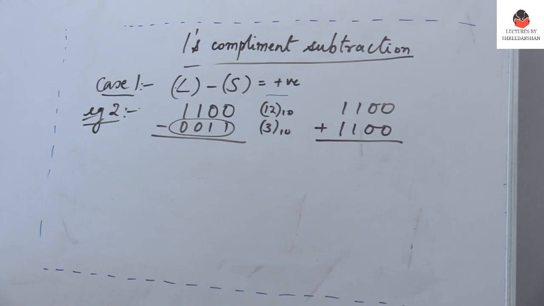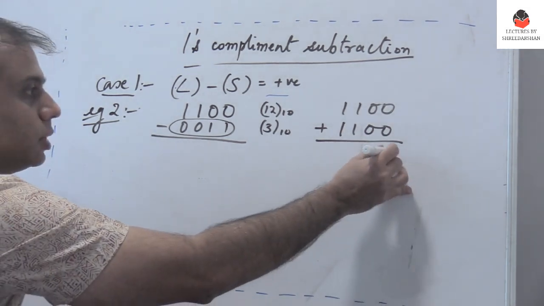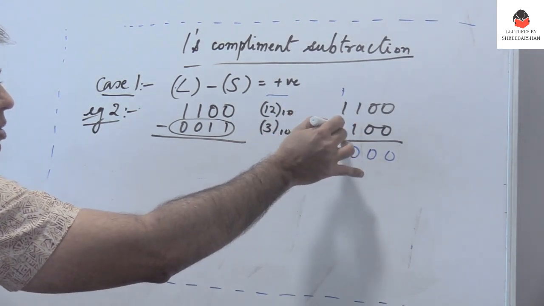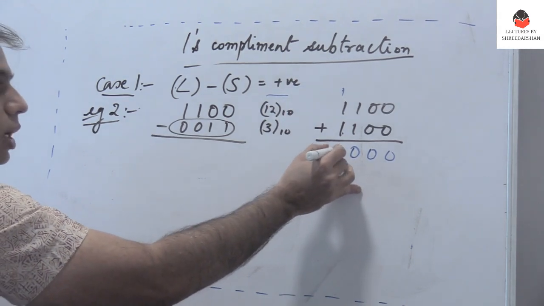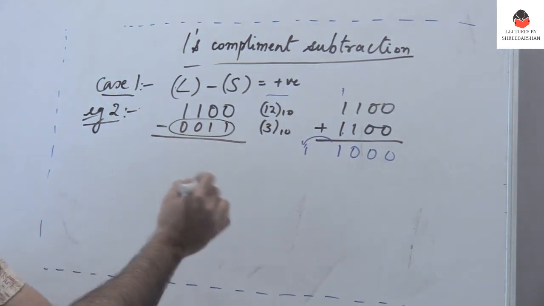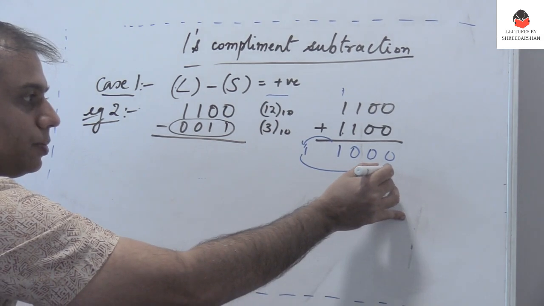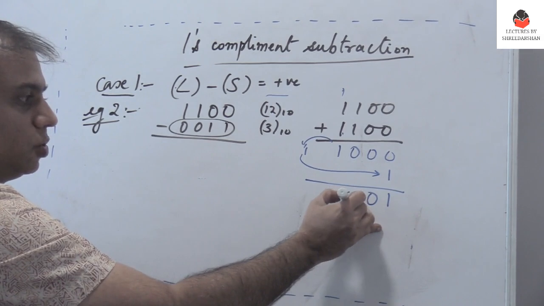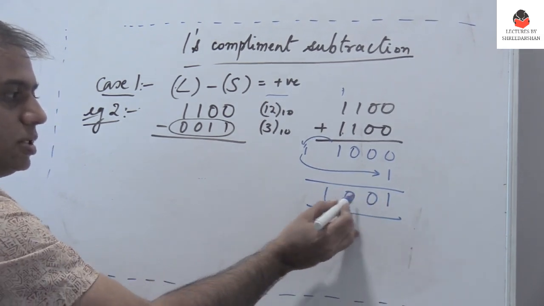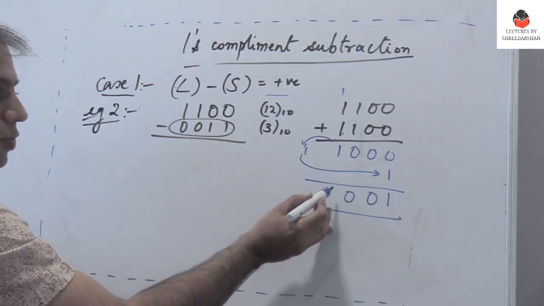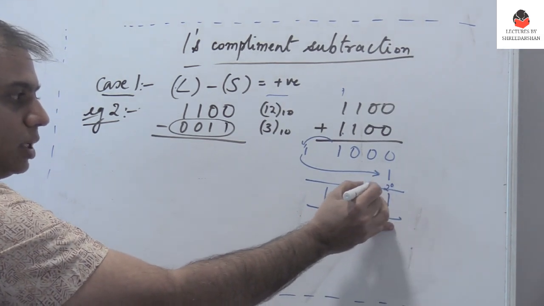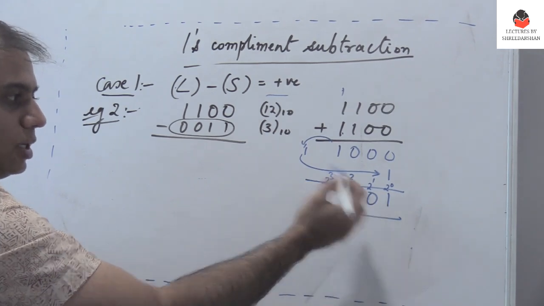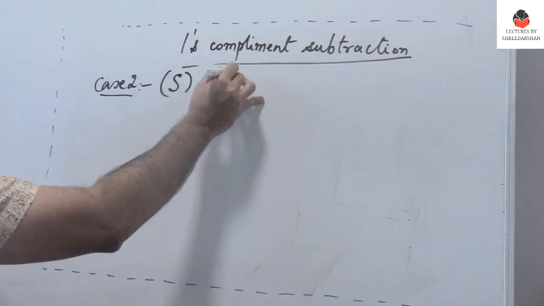Add both of them. So 0 plus 0 is 0. 1 plus 1 is 0 with a 1 carry. 1 plus 1 plus 1 is 3, which is 1 with a 1 carry. So this carry is added. So I get 1, 0, 0, 1. So this is 9, isn't it? This is 2 power 0, 2 power 1, 2 power 2, 2 power 3. So 2 power 3 is 8 plus 1 is 9. So we get the result.